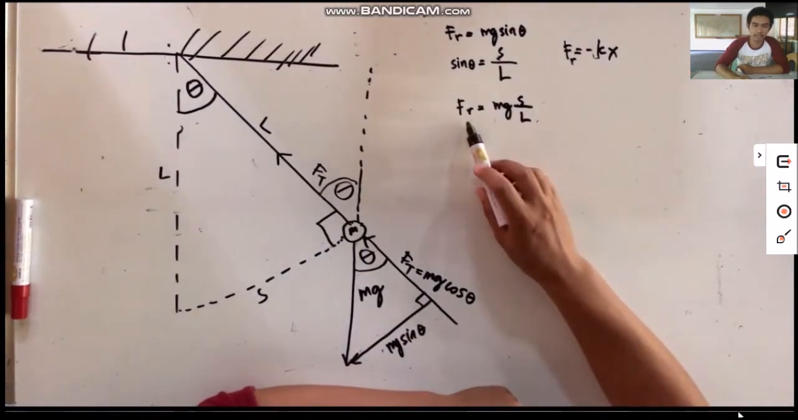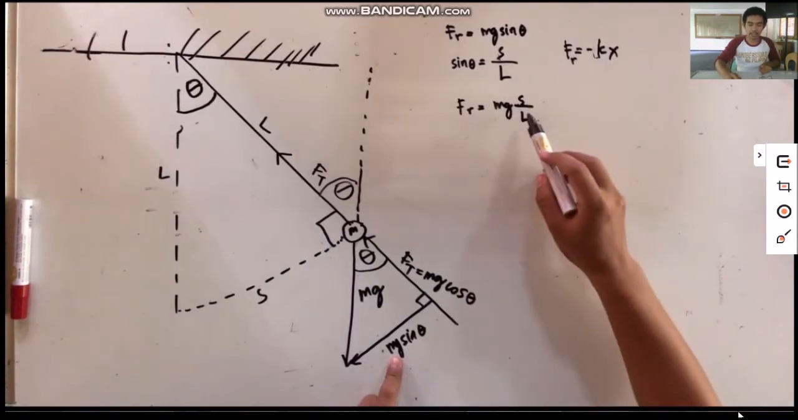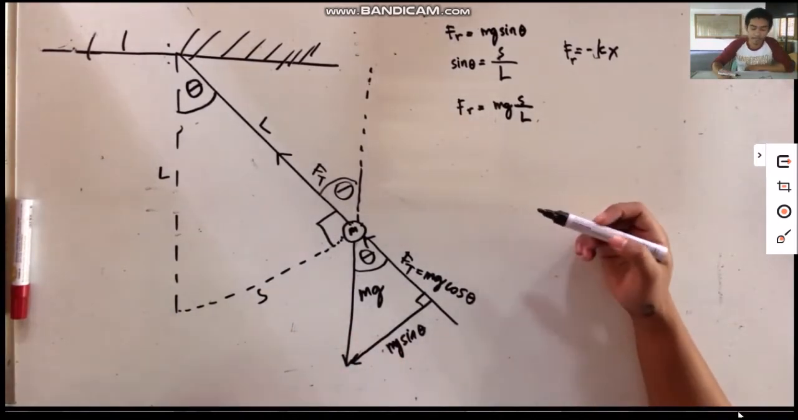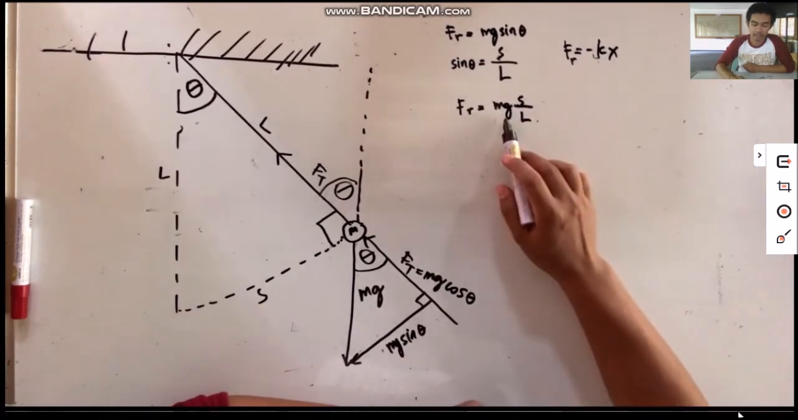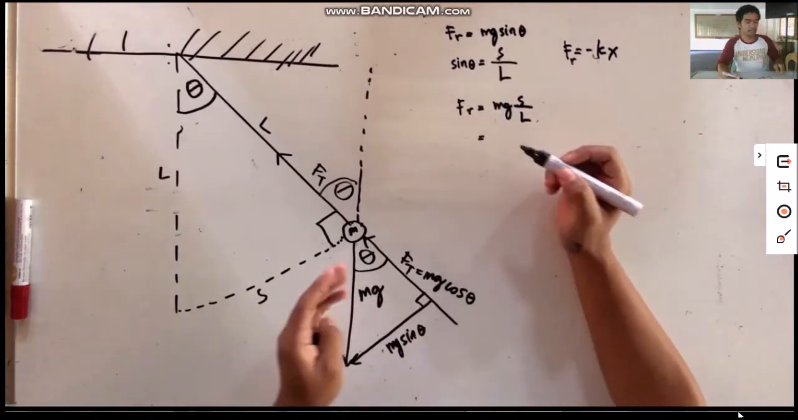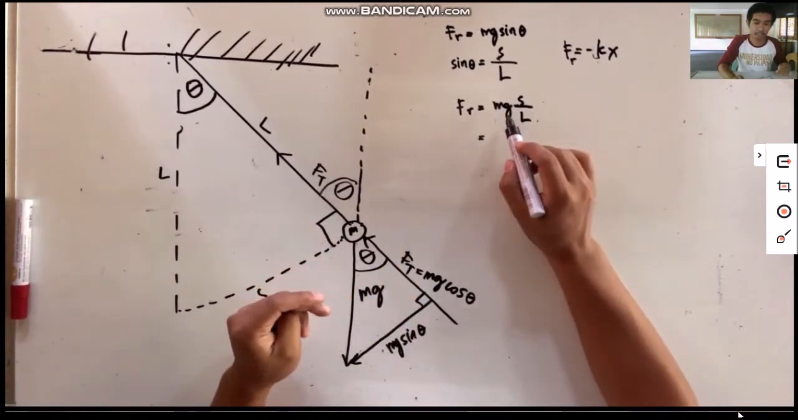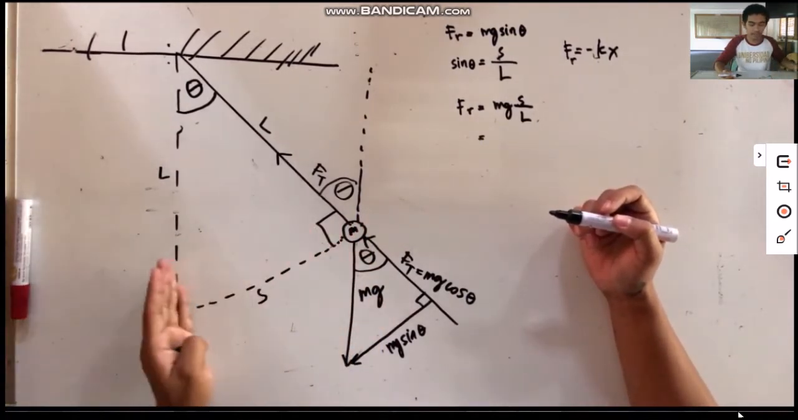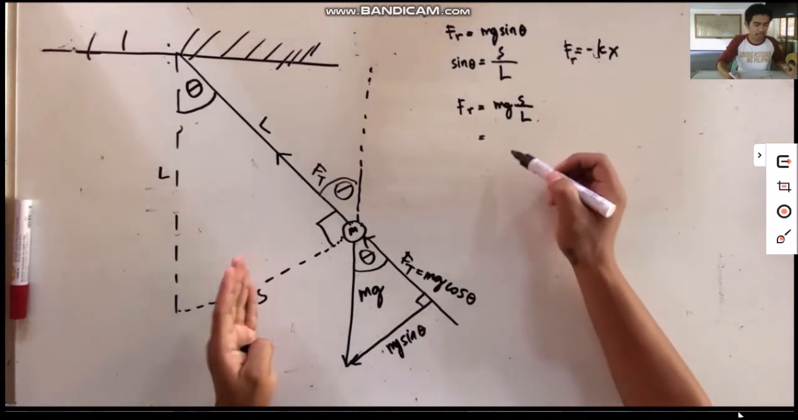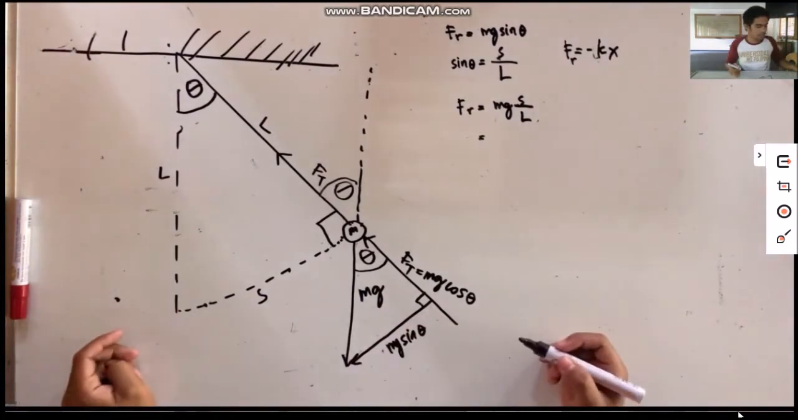Now, comparing to Fr, which is equal to mg sin theta, or mg S over L, S is the arc, L is the length of the string. Okay, so let us compare this. K is constant. What is constant? As the pendulum oscillates, there is no change of the acceleration due to gravity g, and also no change of mass. Mass is the same at every position. Acceleration due to gravity is the same at every position of the bulb.